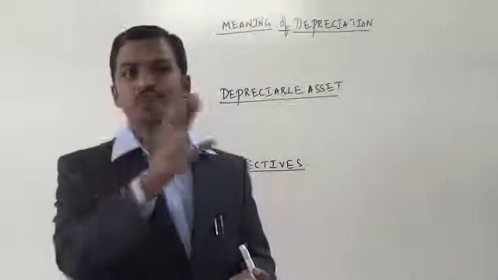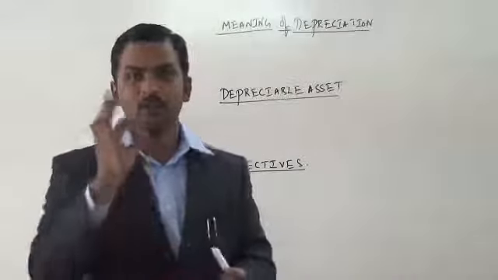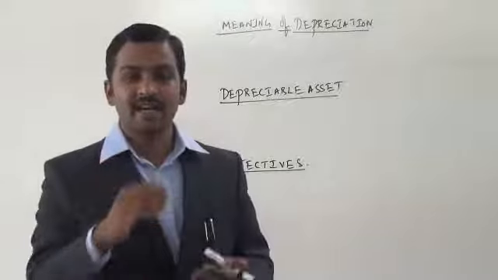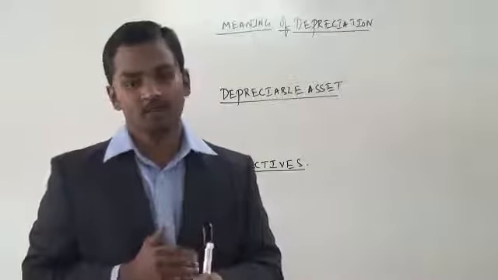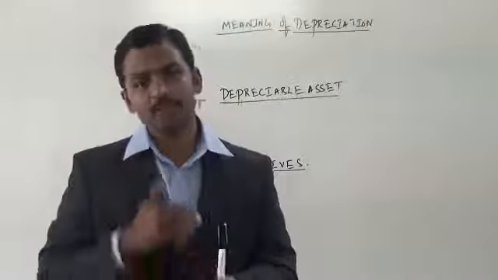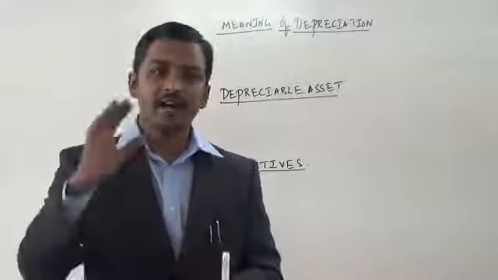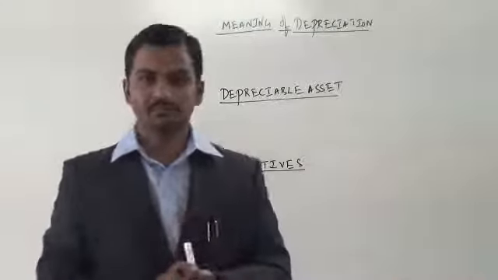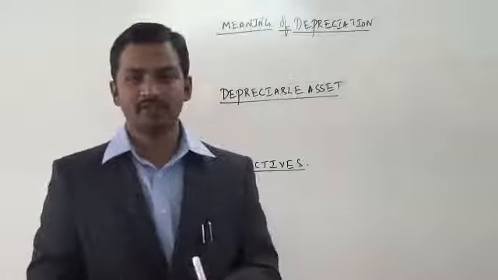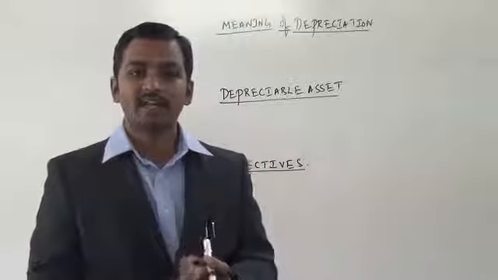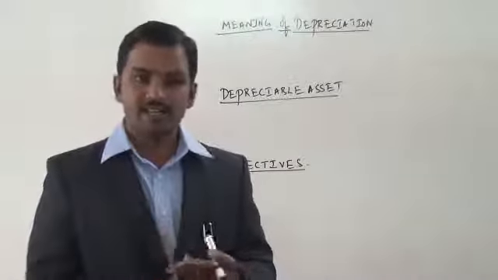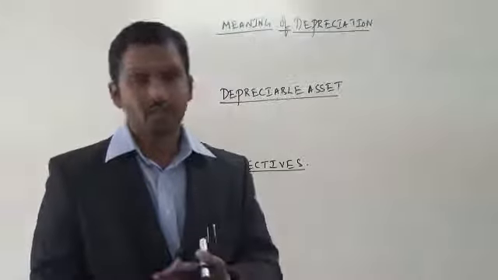So if you want to show the true financial position of the business, you have to show the assets at their depreciated value. Now what do you mean by depreciated value? That is the value remaining after subtracting depreciation. So this was the second objective. The first objective was to calculate true profits. The second is to show true financial position.